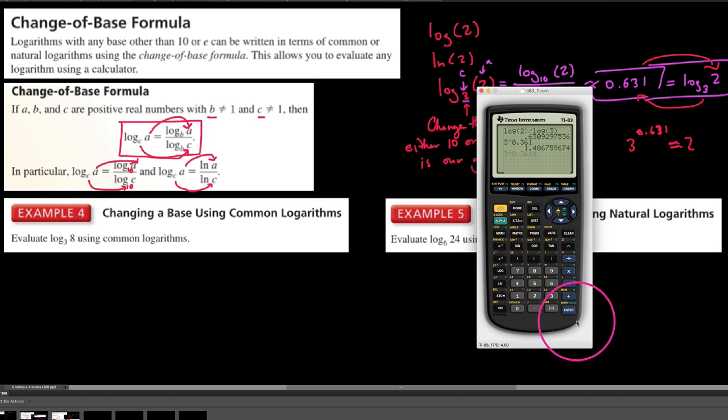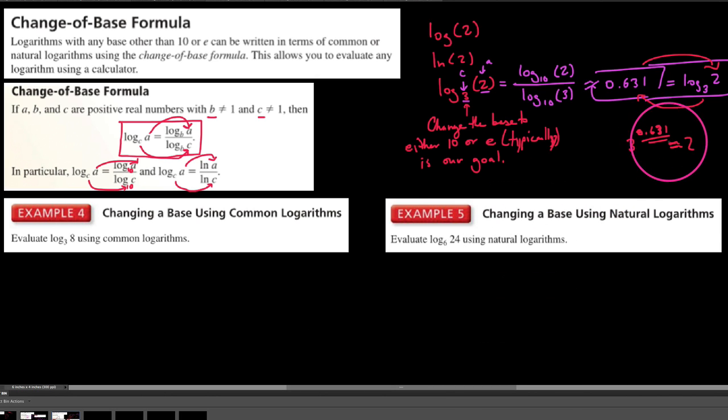That was my problem. Let's try that again. 0.631, because that was way off. We say then we get approximately 2, and only because we rounded our exponent here. So essentially we can get now a value for any of these.